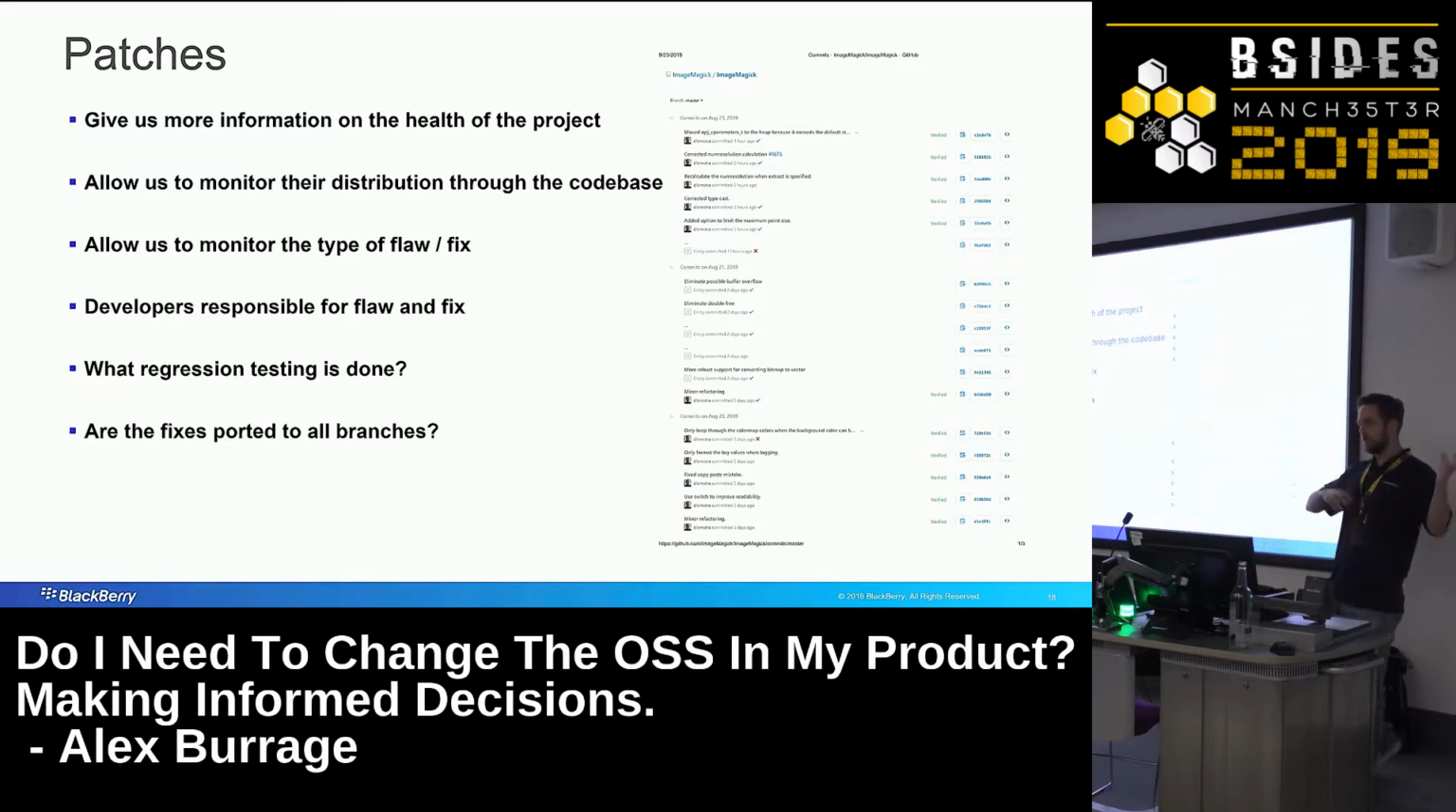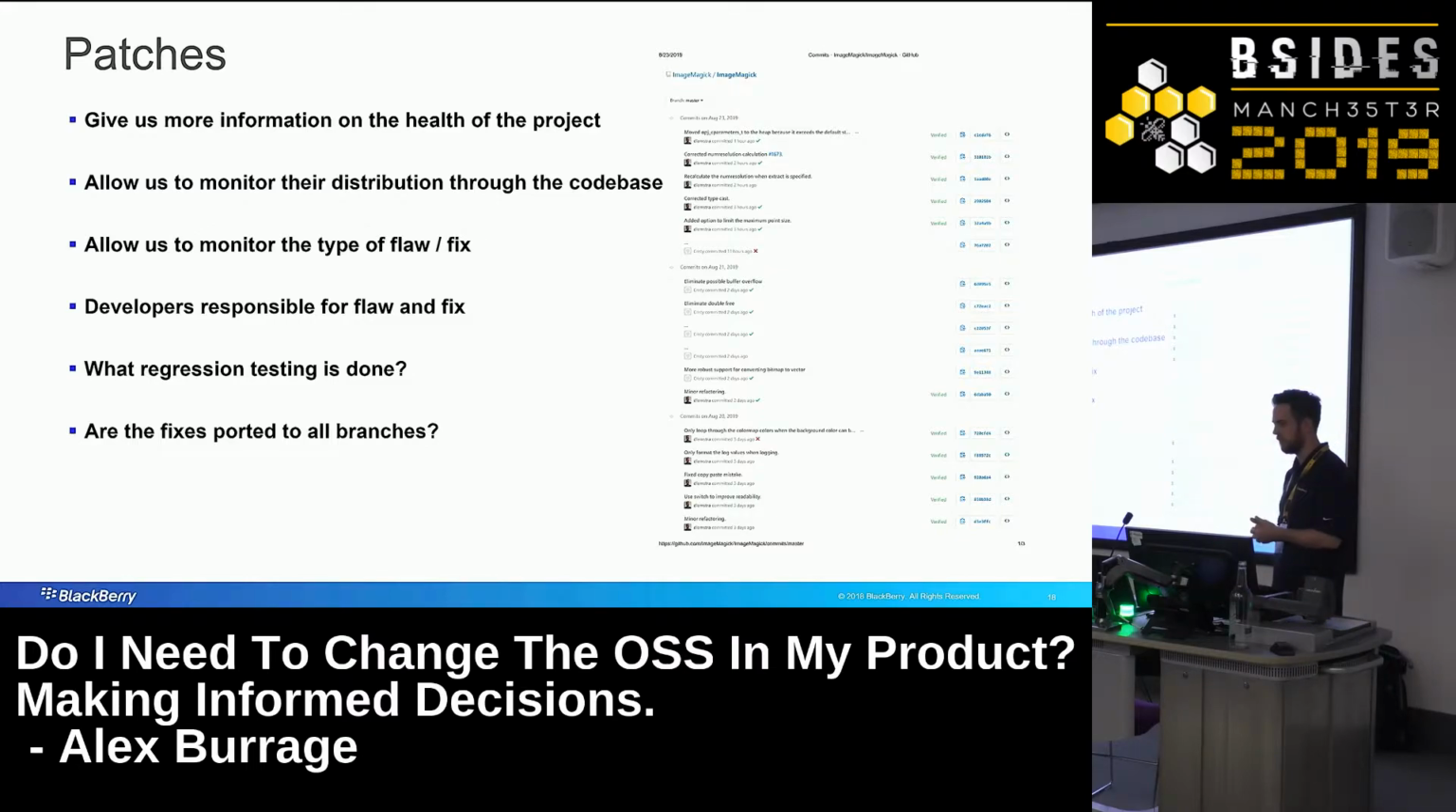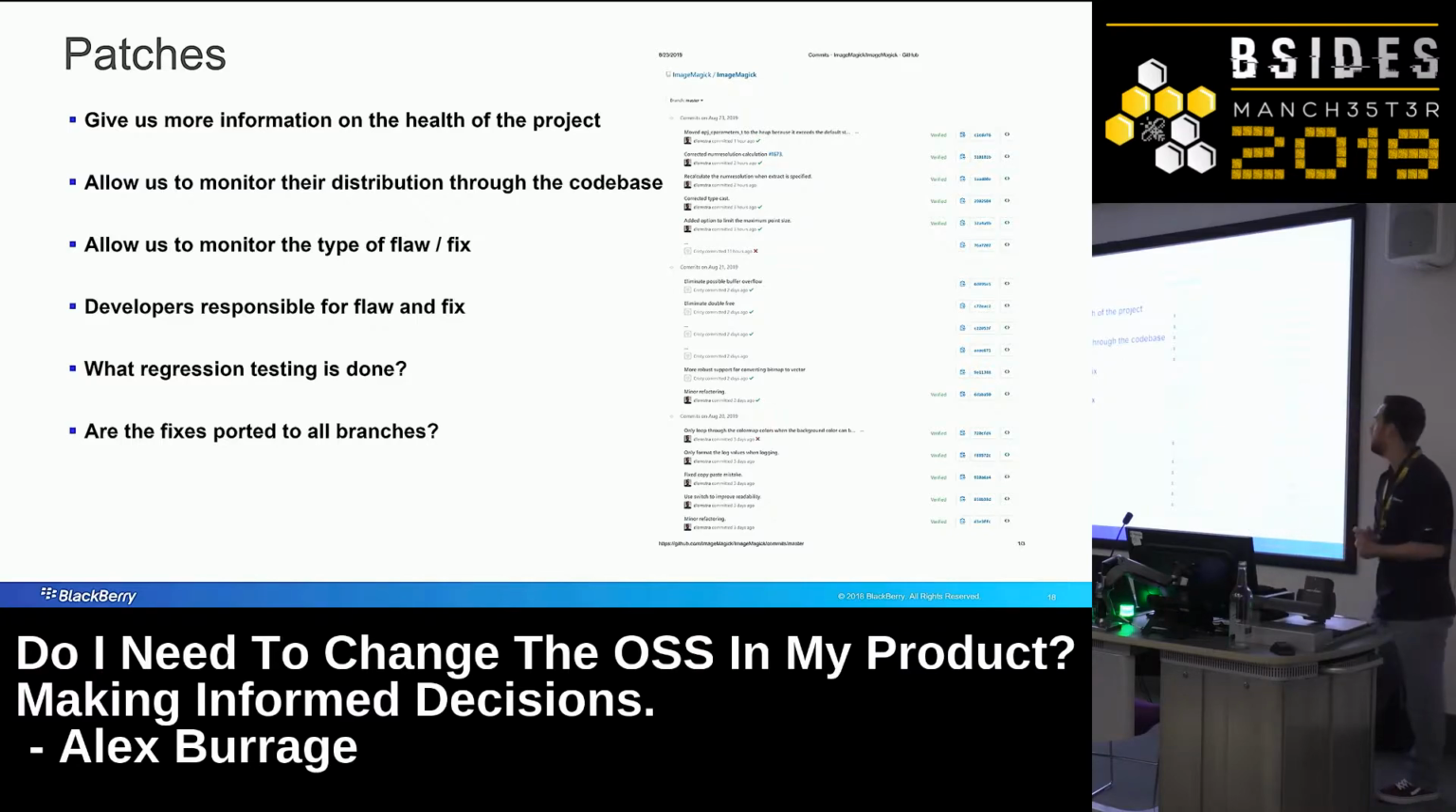So if we have vulnerabilities, the thing that comes along with the vulnerability is a patch. So we can see the commit history for a library. Obviously, they're not all going to be security commits, but we can pick out the ones that are relevant for the information that we need. And this gives us a lot of information about the health of the project.